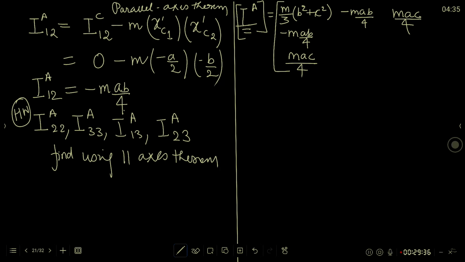What does this become? This becomes C square plus A square M by 3. This becomes MBC by 4 according to my notes that I am having here. I leave it for you to verify. I might have made a mistake, so don't take it for granted.